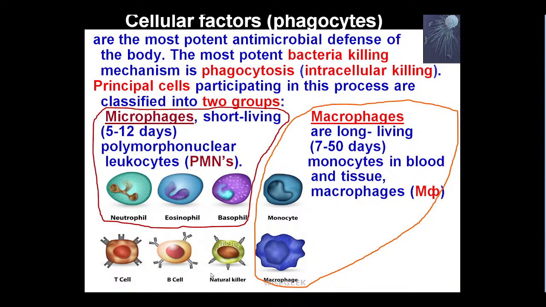Cellular factors of the innate immunity are phagocytotic cells. They're subdivided to macrophages, which are long-living cells, and neutrophils. Long-living means they live from 7 to 50 days, and neutrophils are short-living, from 5 to 12 days. Macrophages, you know, are descendants of the monocytes, and macrophages may serve as antigen-presenting cells because they have MHC protein type 2, major histocompatibility protein type 2. Neutrophils, eosinophils, and basophils are only phagocytotic cells, so they cannot serve as antigen-presenting cells.